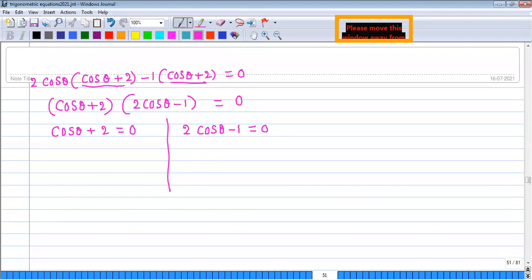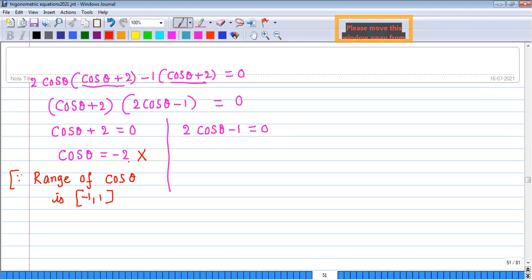My dear students, you remember, cos theta equals minus 2. But cos theta can never be negative 2, because the range of cos theta is minus 1 to 1. So it is inadmissible, discarded, rejected. Since the range of cos theta is the closed interval minus 1 to 1, it cannot be less than negative 1, but we got negative 2. We don't have any solution. Cos theta equal to minus 2 has no solution, so leave it.